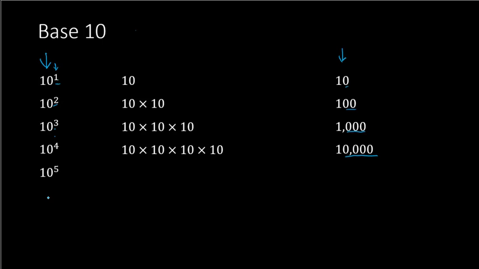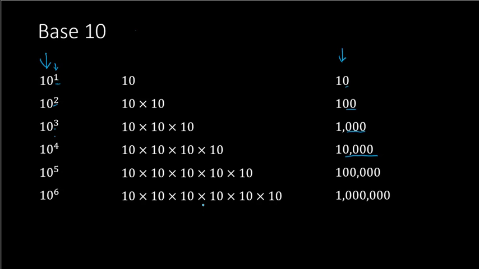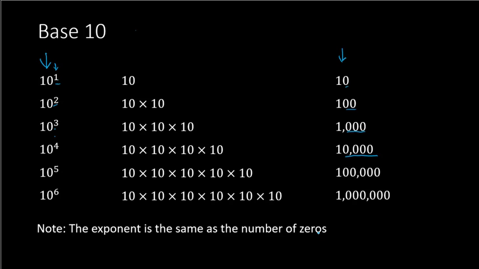So if we have 10 to the fifth power, we would have 5 zeros. And the pattern would continue. If we had 10 to the seventh power, we would have 1 with 7 zeros. 10 to the sixth power, we have 1 with 6 zeros. So the pattern, as we said, is that the exponent is the same as the number of zeros. So that's a quick way of working with base 10. So if 10 is your base, the bottom number, whatever the exponent is, that's the number of zeros we put after the 1.